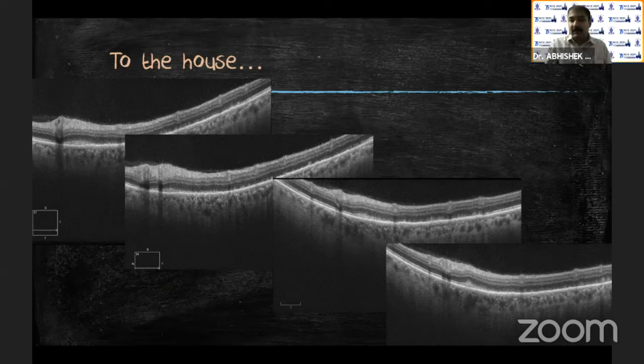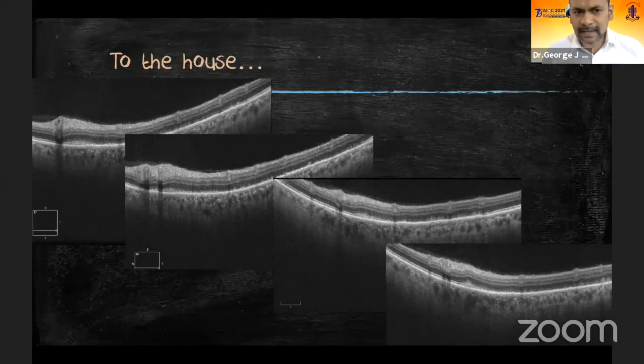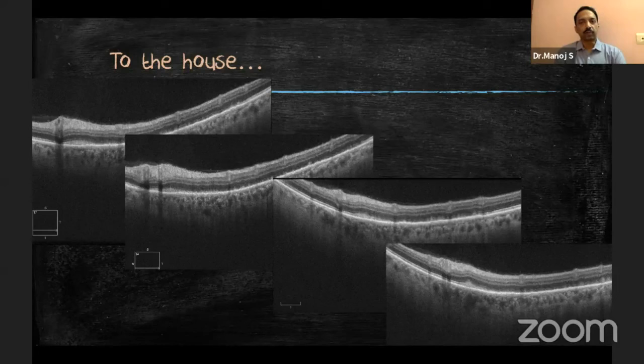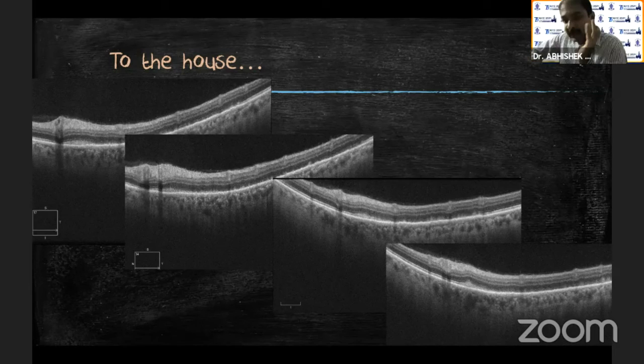Any guesses, Dr. Manoj, Dr. George? Is it AZOOR? Yes, that was one of the things we were considering, AZOOR. But then again, the location of the lesion, the picture on the fundus, the autofluorescence also is not suggestive of AZOOR. The autofluorescence is nearly normal.